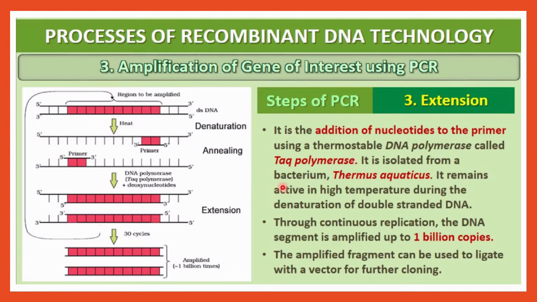So you have to add the nucleotides to the primer using a thermostable enzyme. Here it is very important to use thermostable DNA polymerase enzyme, because you know very well enzymes are very sensitive to temperature. Here the temperature is very high, that's why you have to use a thermostable, means temperature-stable, type of DNA polymerase enzyme, and that's why you have to use Taq polymerase. Taq is from Thermus aquaticus, aquaticus being the species. This is one kind of bacteria.